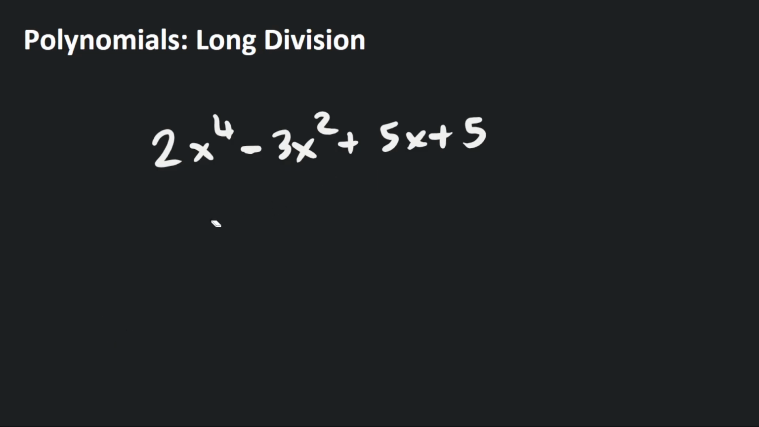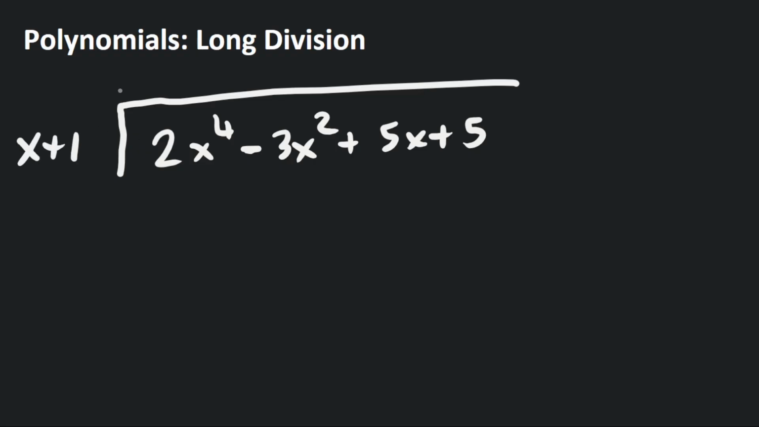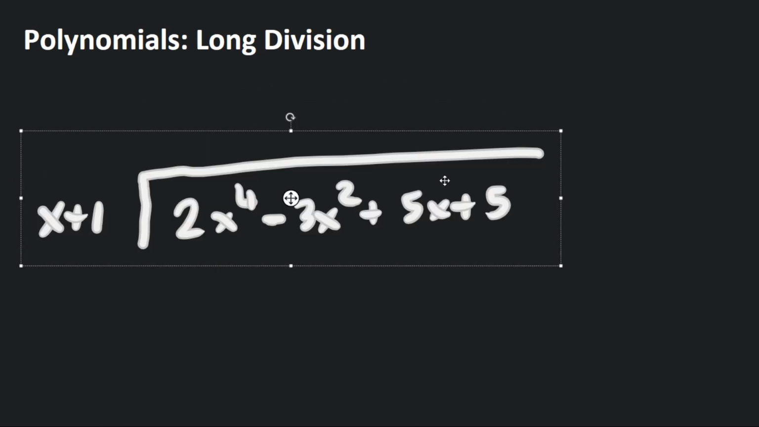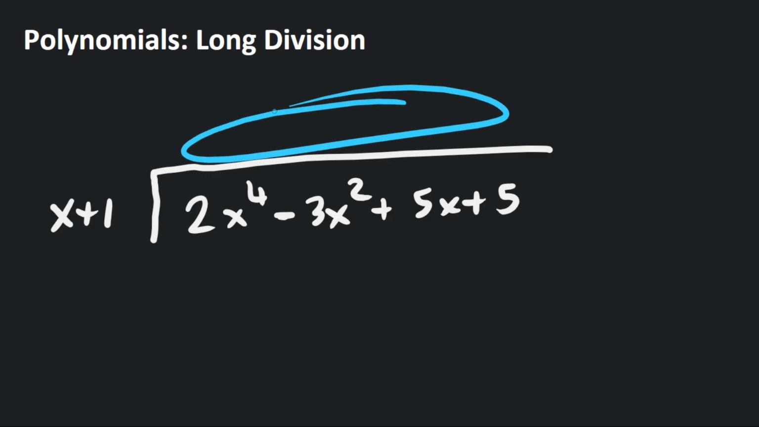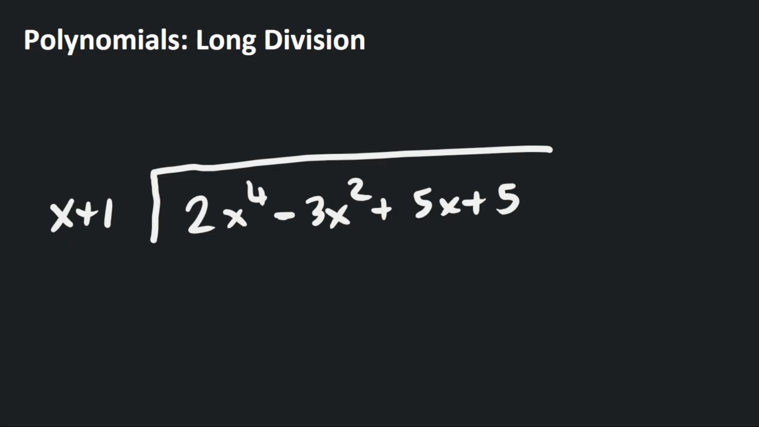So we can rewrite this division of polynomials as 2x to the fourth minus 3x squared plus 5x plus 5 divided by x plus 1. And let me actually just move this a little further down so we have some space for the answer, which we're going to put up here. So what we're going to do, we're going to look at each of these polynomials, and we're going to focus on the leading terms of each one.